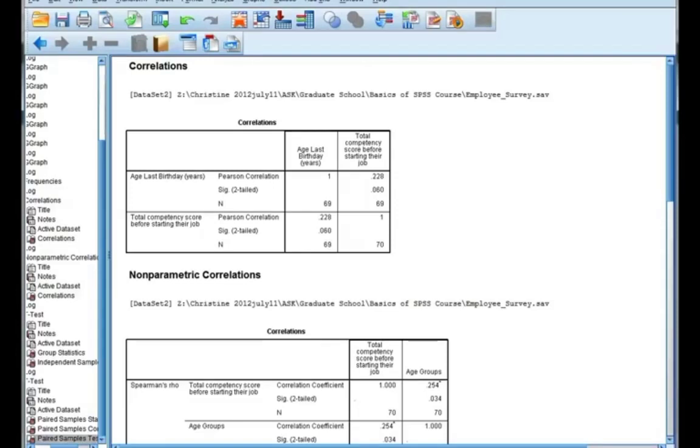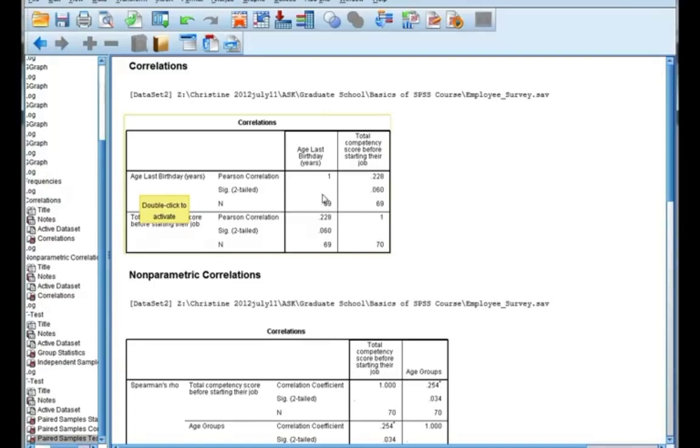In this video, we're going to look at how to interpret the output of a Pearson correlation coefficient in SPSS. So what we've done is we've looked for a relationship between a person's age when they started their employment and their total competency score before they started their job. Now both of these are continuous scale variables, and we checked already that they were normally distributed and that they had a linear relationship, which is why we used Pearson's R correlation.